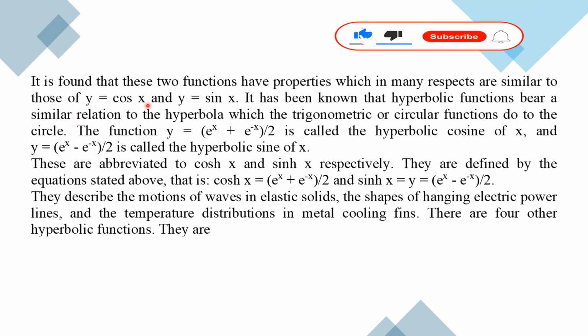It is found that these two functions have properties which in many respects are similar to those of y equals cos x and y equals sin x. Hyperbolic functions bear a similar relation to a hyperbola as the trigonometric or circular functions bear to the circle. The function y equals (e^x plus e^(-x))/2 is called the hyperbolic cosine of x, and y equals (e^x minus e^(-x))/2 is called the hyperbolic sine of x, abbreviated cosh x and sinh x respectively.